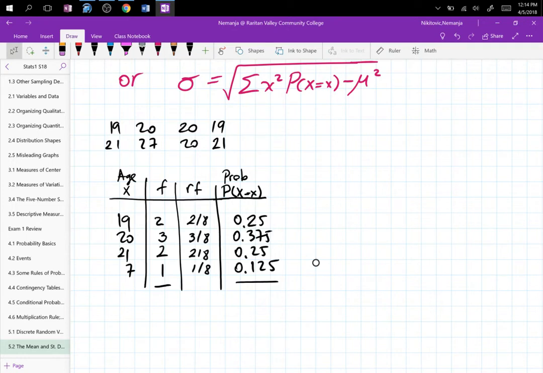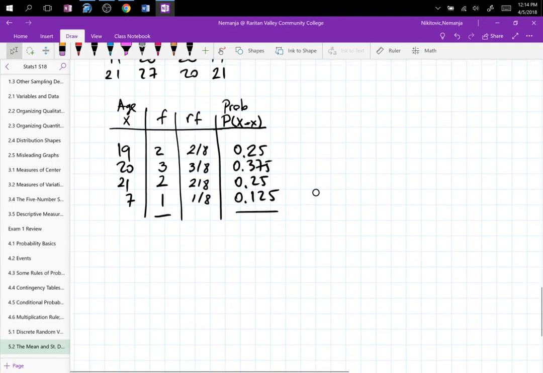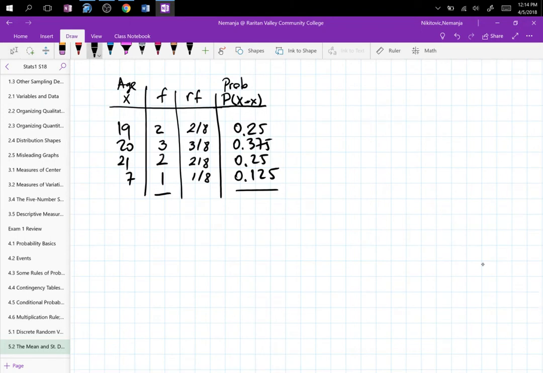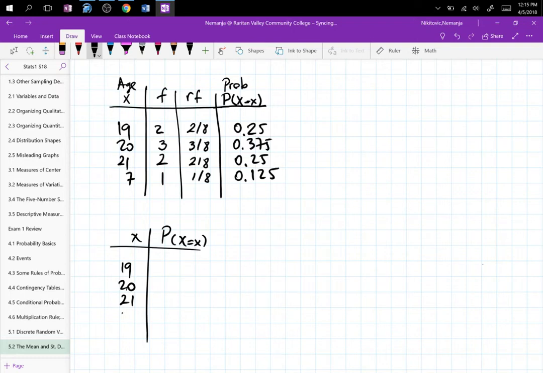So this is our old example for age. The only two things that we need now, I'm going to put the data again because we have to expand on the chart, are the variable x and the probabilities assigned to the random variable. So we have 19, 20, 21, and 27, and the associated probabilities are 0.25, 0.375, 0.25, and 0.125. Great.